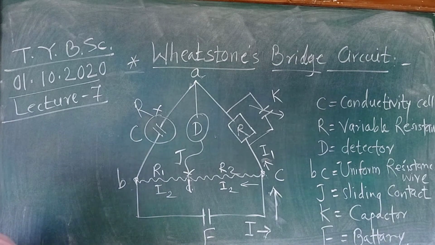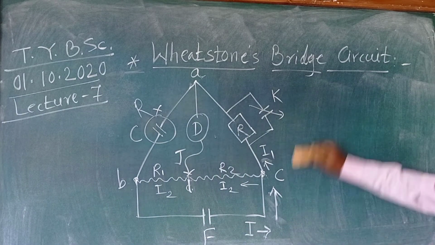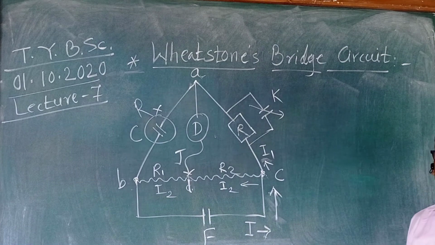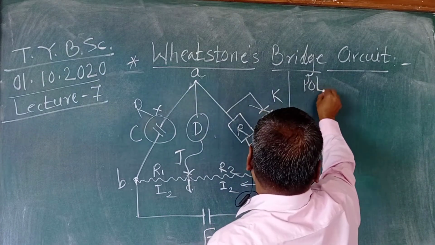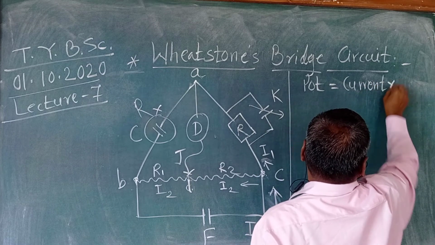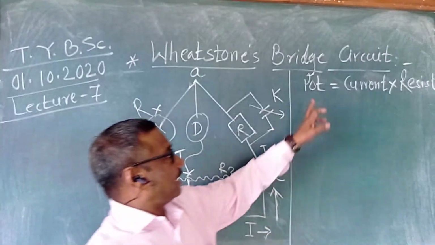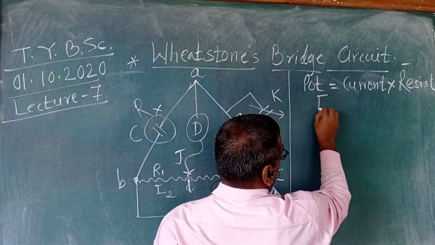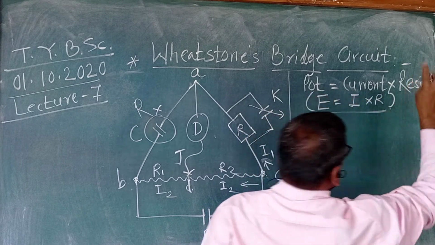See, the resistance. Now potential drop, or potential, is nothing but the current multiplied by resistance. Potential E is equal to current into resistance, meaning potential E is nothing but the current I into resistance R. This is a general formula.